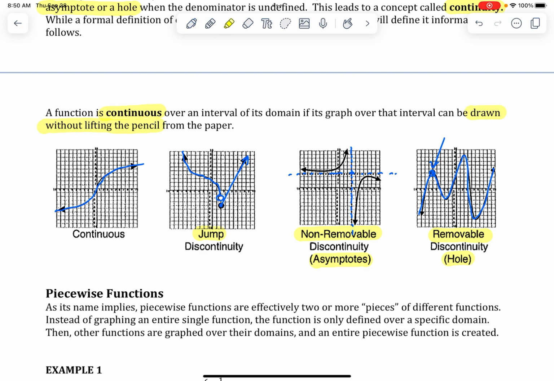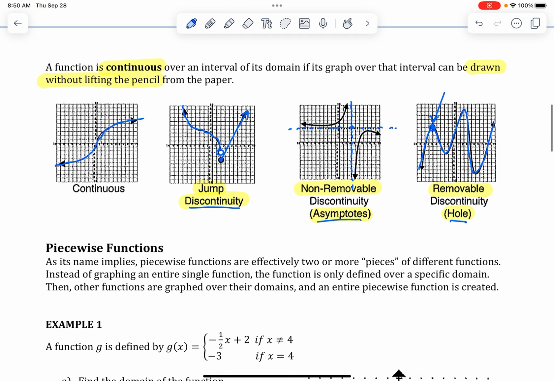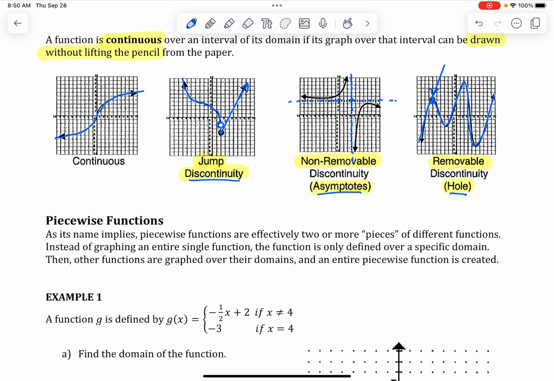And so those are your different types. You're not going to have to worry about the names of them per se, but just know that they exist. We've talked about the non-removable ones, the asymptotes, in the last chapter. We did horizontal and vertical asymptotes. You're pretty familiar with those. We even talked a little bit about the holes. This section, we're going to focus on the jump discontinuities, and those are defined more generally as piecewise functions.